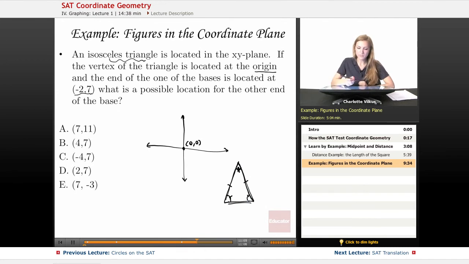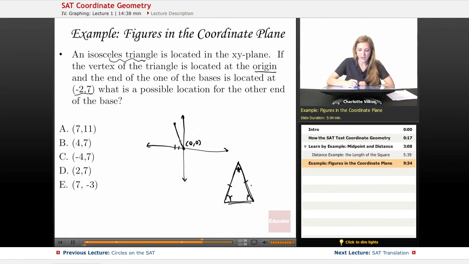So I know that one of the points at the end is going to be -2, 7. So do the x first, go over 1, 2. And then I go up 7. So I'll say that's about here. And then I'm looking for a location of the other end of the base. The important thing with isosceles triangles is that these side lengths are the same.